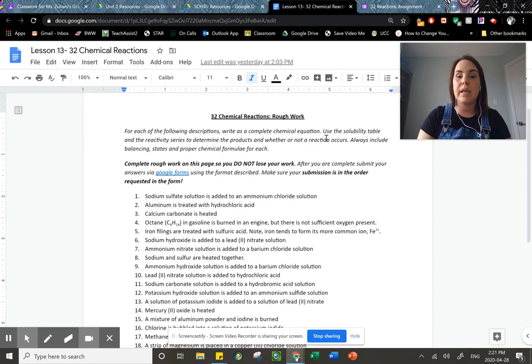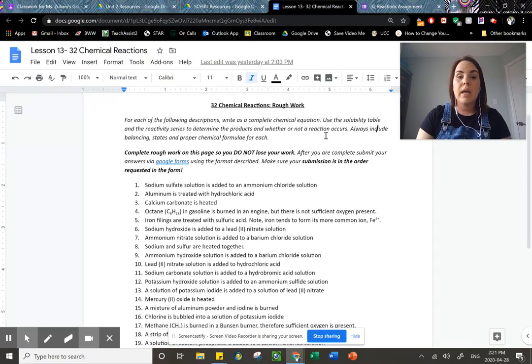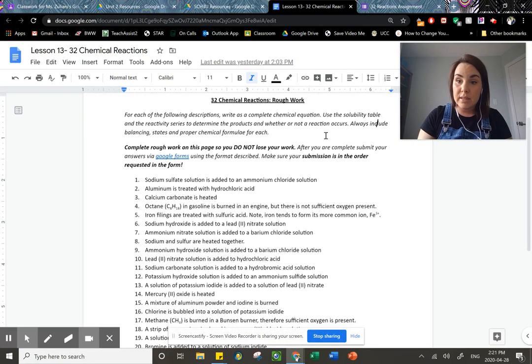So what you're being asked to do is, it says for each of the following descriptions, write a complete chemical equation. That means it should be balanced. That means it should be in our chemical formulas, not our word formulas. So for example, sodium chloride, written out SODIUM space chloride, is the word formula. That's what you're given here, like sodium sulfate. You have to put that into chemical formulas.